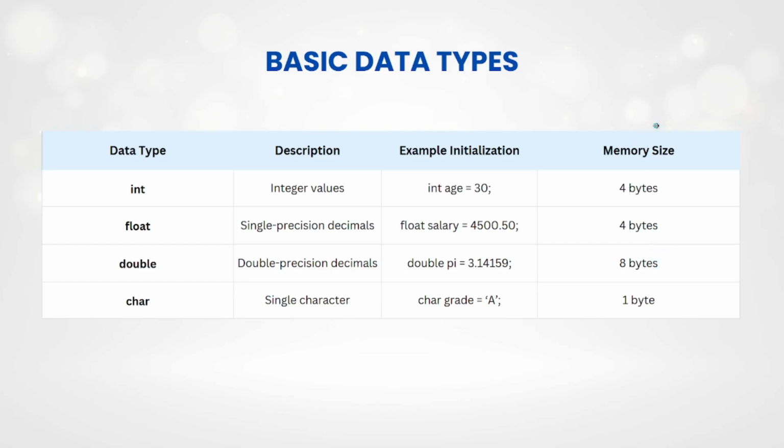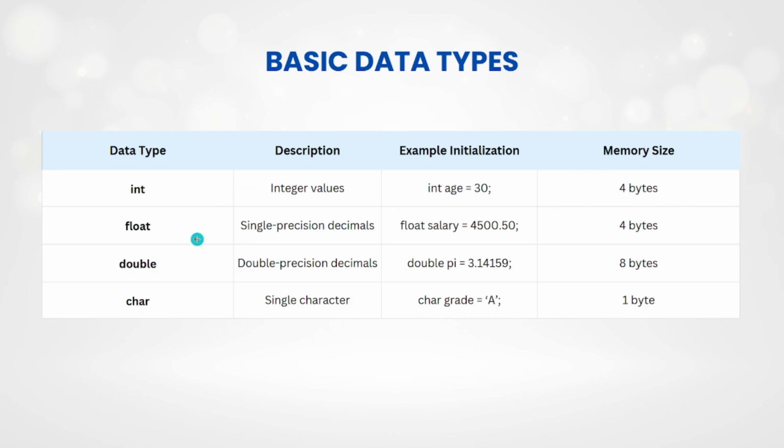Now we all understand how to place comments, what a variable is, and what identifiers are. Now we'll discuss the basic types in C. First, int is used for whole numbers, integer values. An example initialization here: int age = 30. You can see it's whole numbers only. You can use negative or positive values, but it should be a whole number. The memory size of int is 4 bytes.